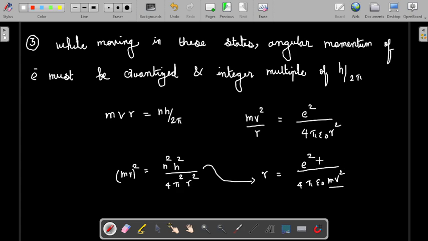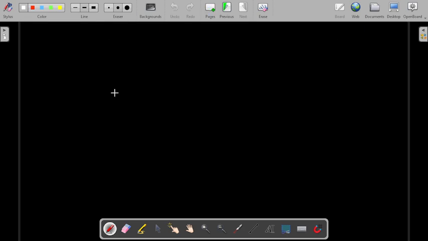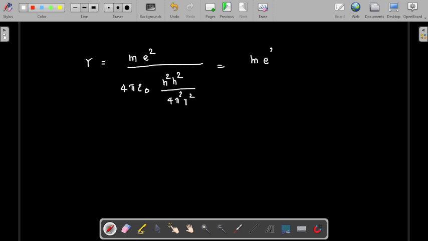For this, we have to multiply and divide by m. So yes, when we multiply and divide by m, we will be able to substitute the mv square formula in this equation. So r square is equal to 4 pi epsilon naught n square h square divided by 4 pi square m e square. After simplifying this, the denominator term will go to the top.